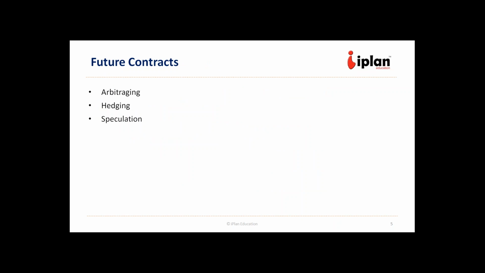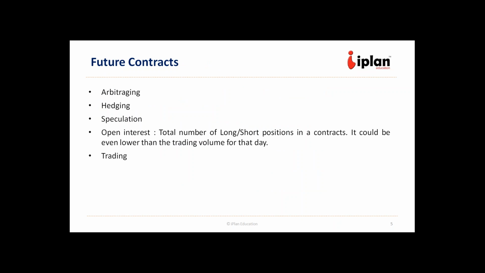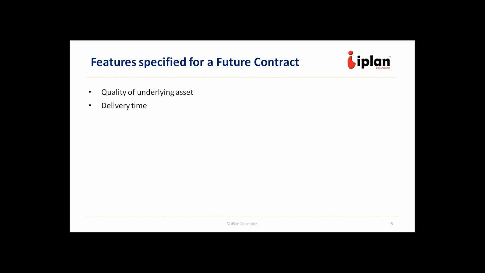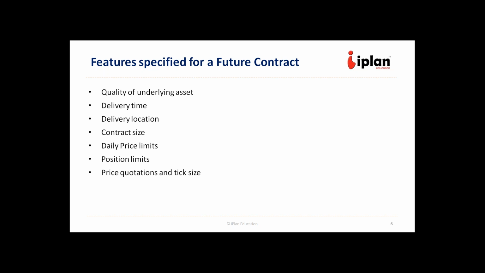Now we understood that the futures contract is used for three purposes: arbitrage, hedging, and speculative trading. We also understood open interest in the last class. Normally in a futures contract, certain things are already mentioned. Futures contracts are standardized contracts. In the last class we also discussed that the underlying asset is there in a contract, the price is there, and the initial margin, the expiry date, and the delivery date are there.